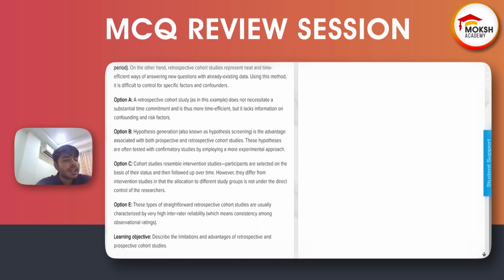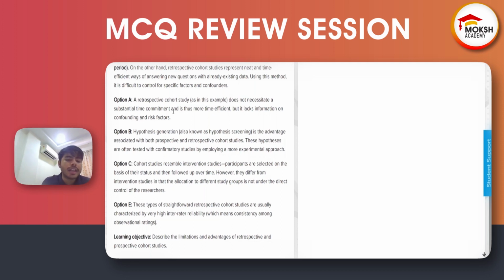Whereas a retrospective cohort study, as in this example, does not necessitate a substantial time commitment because it is retrospective. Time is not a question. If it were a prospective study, where we are following from the current period to an unknown time in the future, then it would be a time constraint. It is not a question when we are going for a retrospective study, which is being done here. So option A is not the answer.